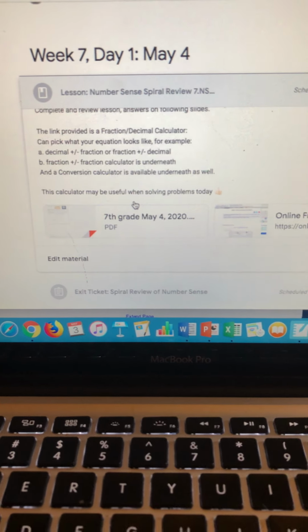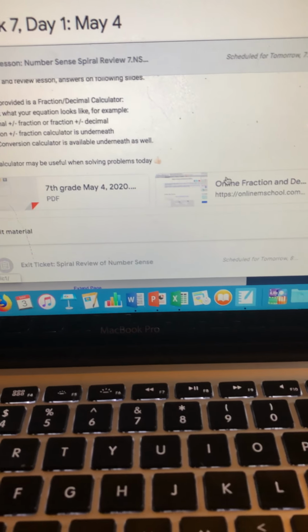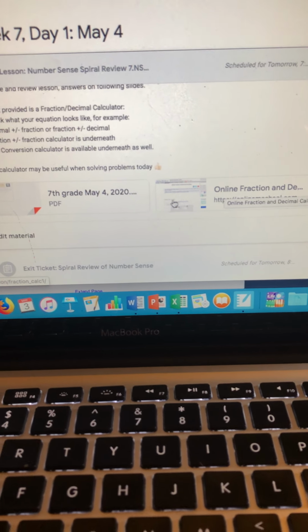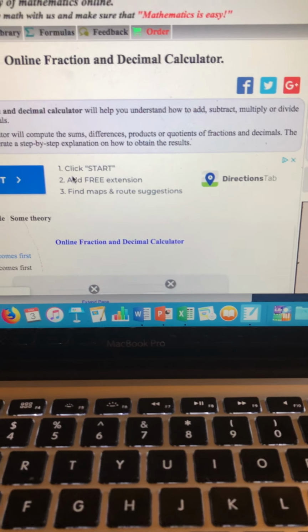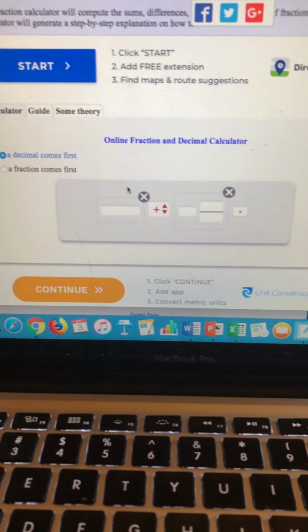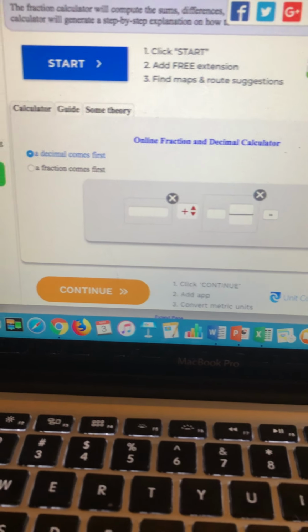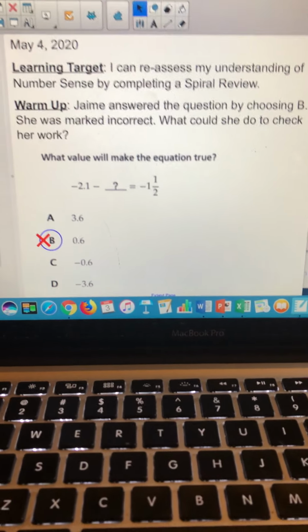So the lesson is right here. There's also this link which we're going to be using. It's an online fraction and decimal calculator. I suggest clicking on it because we will be using it as we do some of our work for today's lesson. But I'll go back to that after. Okay, so I'm going to show you the lesson.